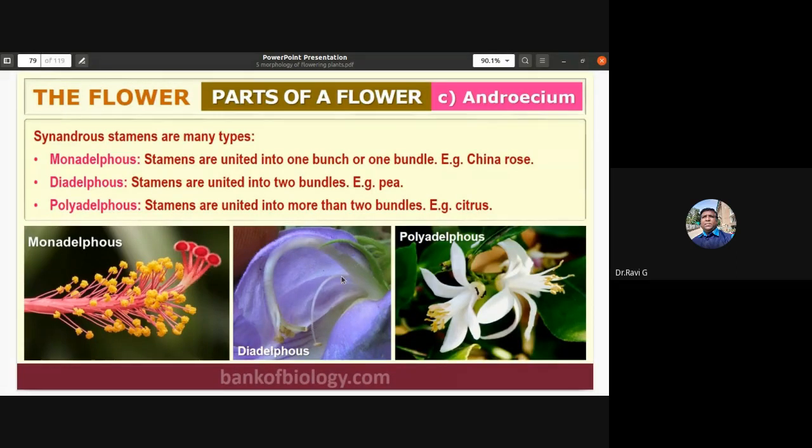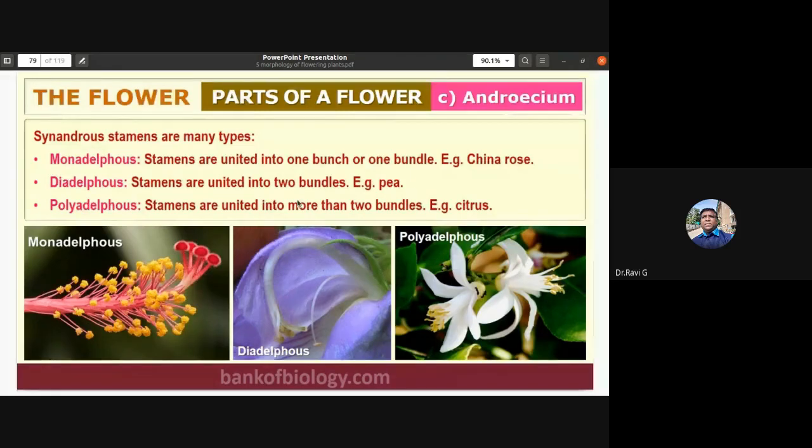So 9 are fused at the filament level, and you put that 9 within brackets, plus one stamen. So there are two bundles. In the first bundle, they have 9 stamens, and in the second bundle they have only one free stamen. This type of two bundles is found in the pea plant, with papilionaceous corolla. All of them exhibit diadelphous stamens. You just have to dissect the flower and see them.